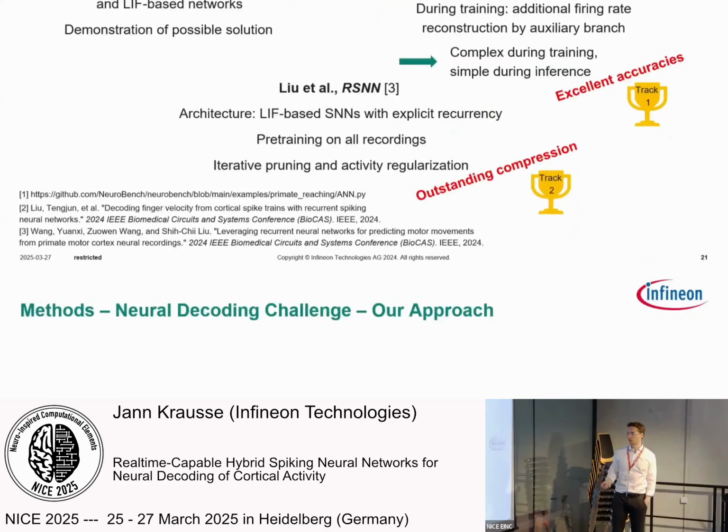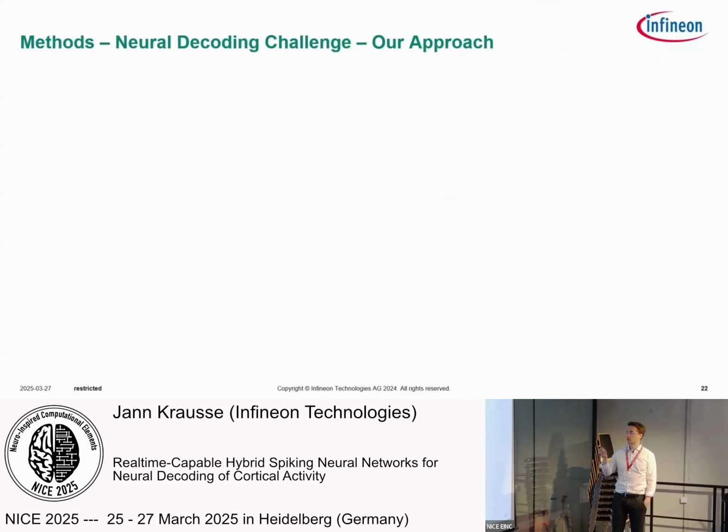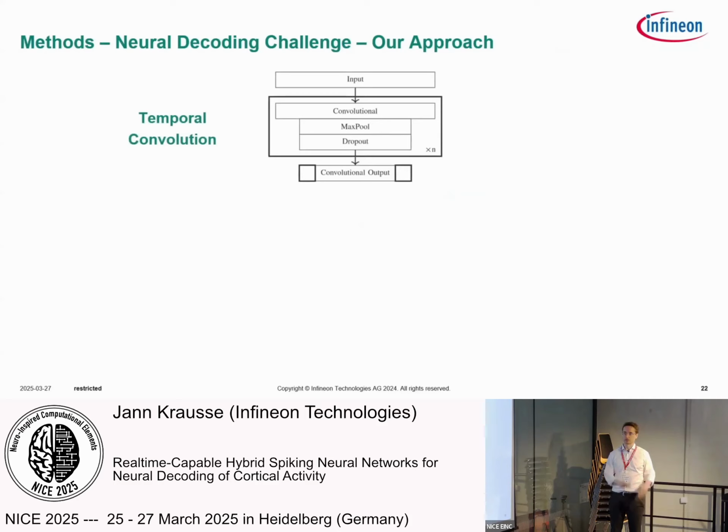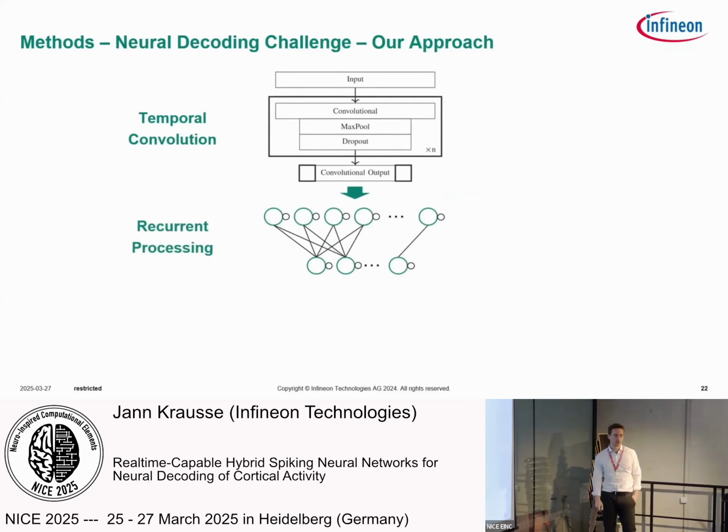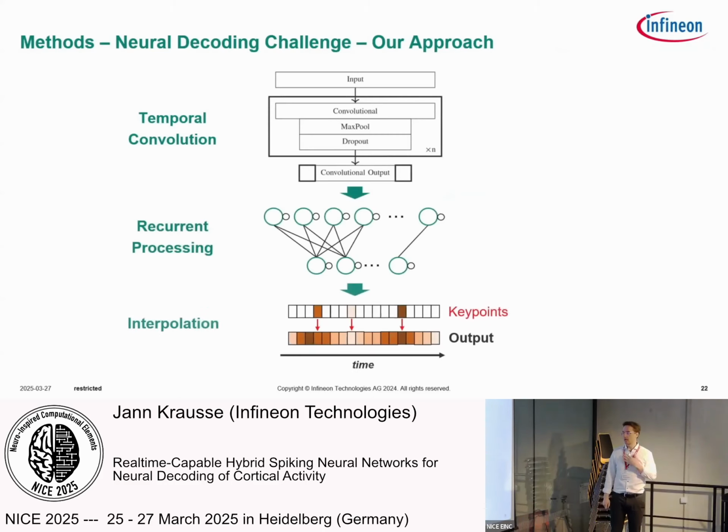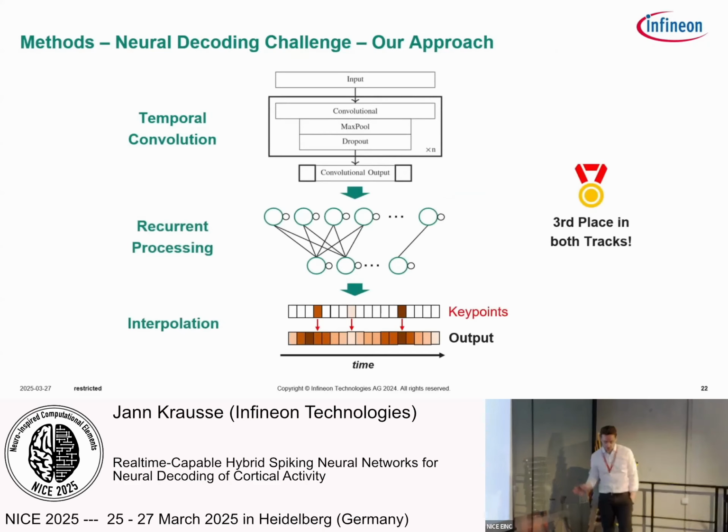Now, our approach looks like the following. We have a hybrid neural network consisting of a convolution and a LIF-based network. The convolution is just a temporal 1D convolution, and the convolutional output then gets fed into a LIF-based network with explicit recurrency. And then finally, this LIF-based network predicts a few key points along the sequence that is to be predicted. And then we just interpolate back to the original sequence length. This approach secured us 3rd place in both tracks out of 10 teams. I think that's fairly reasonable. And now you have all the basic knowledge that is important to understand the rest of the talk.